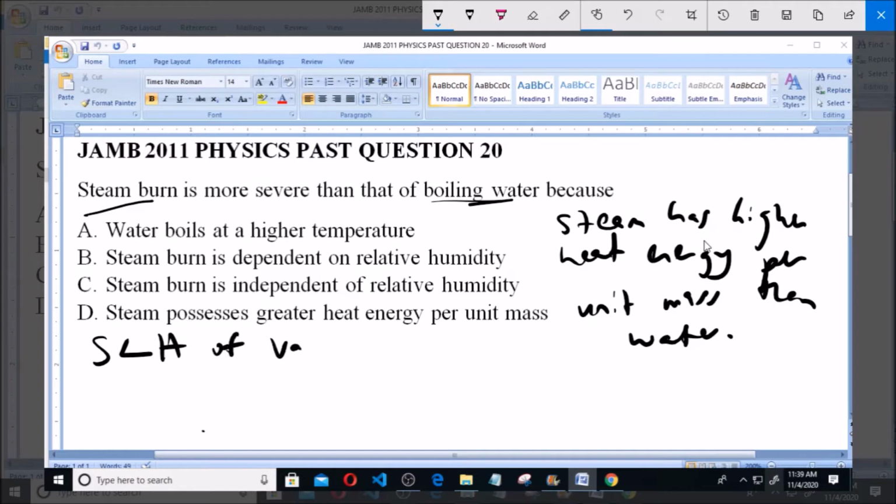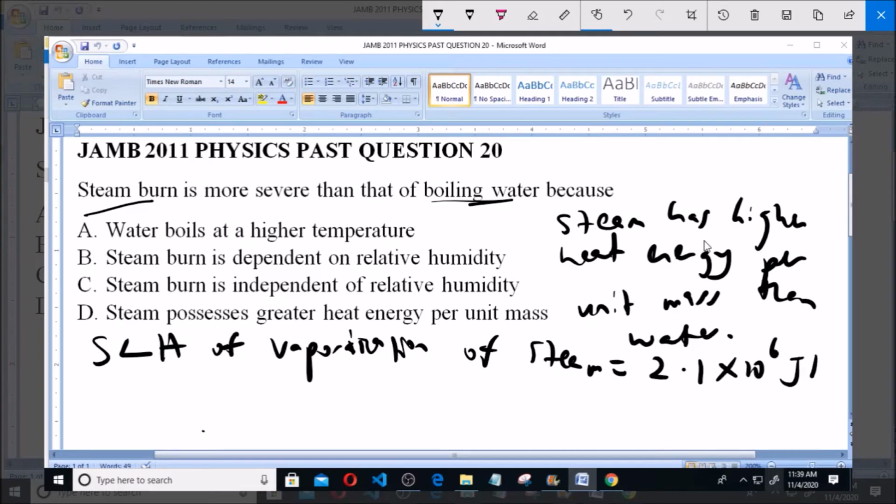of vaporization of steam is equal to 2.1 times 10 raised to power 6 joules per kg. Okay, so this is the heat energy per unit mass.